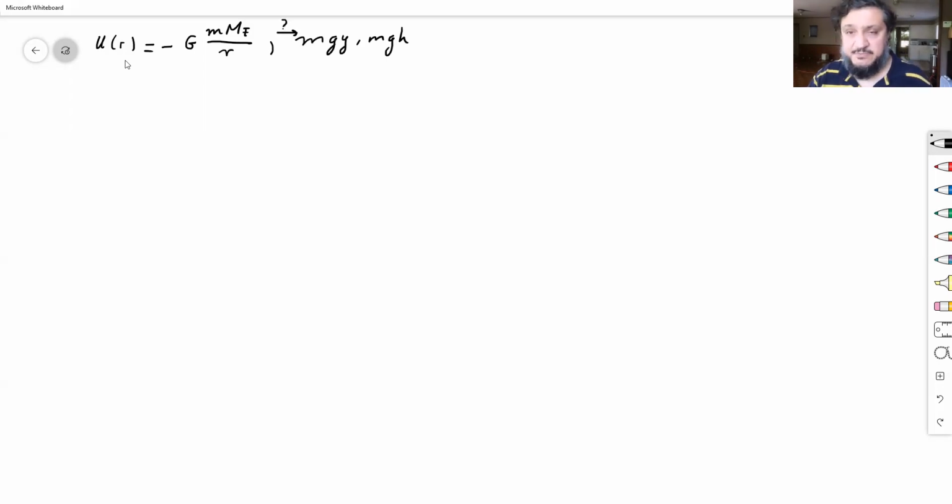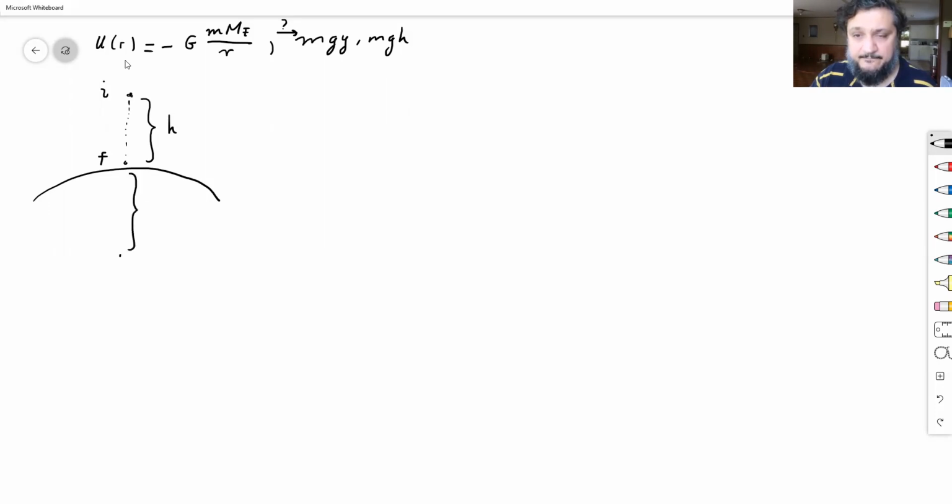Okay, so assume you drop an object from some initial height, h. So this is your initial point, and it's going to hit the Earth over here. Here's the center of the Earth. RE is the radius, and at a given time, the object is r away from the center of the Earth, the same r that I use in the formula.